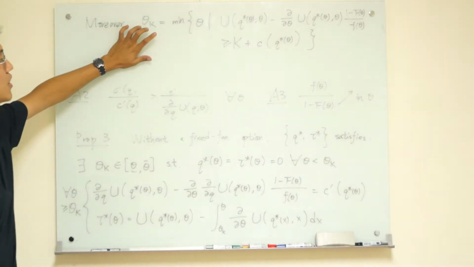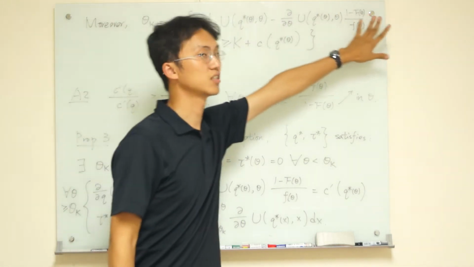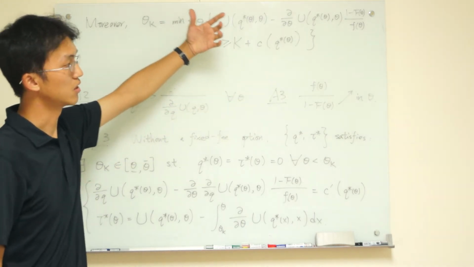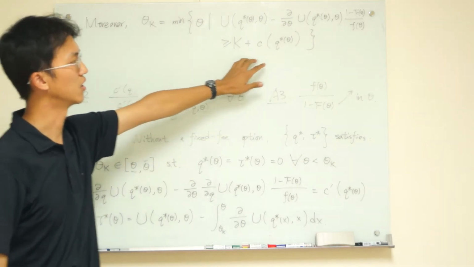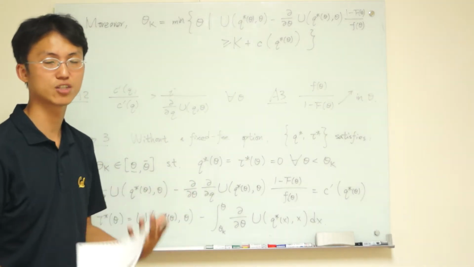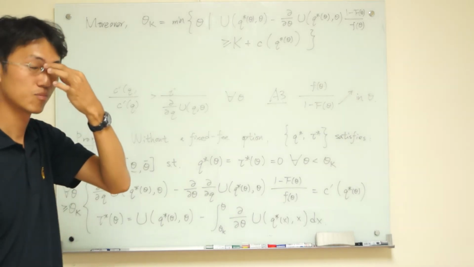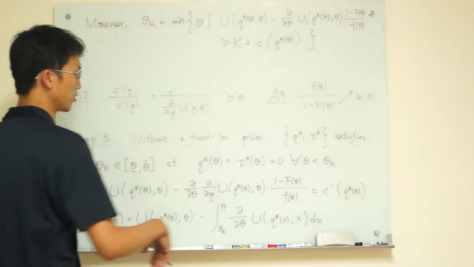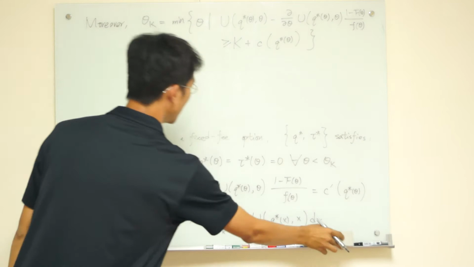We can say that theta k is the minimum theta satisfying these inequalities. Again, this looks ugly, but it has some familiar parts. So now let me try to explain what this solution tells us by comparing it to the solution of our monopoly pricing problem.